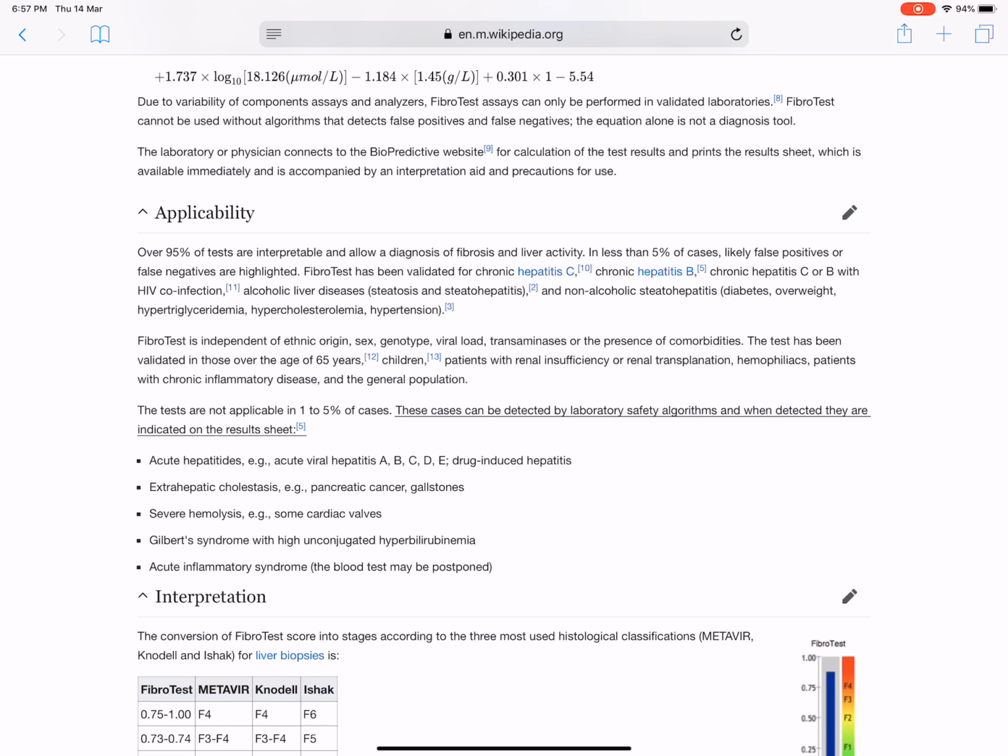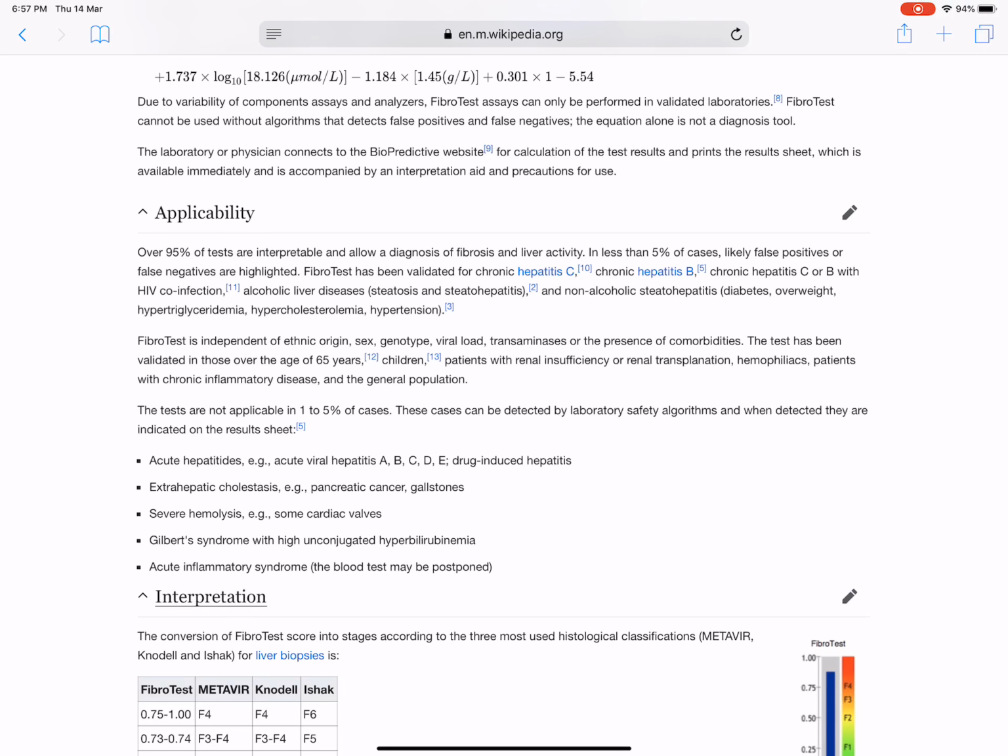Non-applicable cases include acute hepatitis, e.g., acute viral hepatitis A, B, C, D, E, drug-induced hepatitis, extrahepatic cholestasis, e.g., pancreatic cancer, gallstones, severe hemolysis, e.g., some cardiac valves, Gilbert syndrome with high unconjugated hyperbilirubinemia, and acute inflammatory syndrome. The blood test may be postponed.